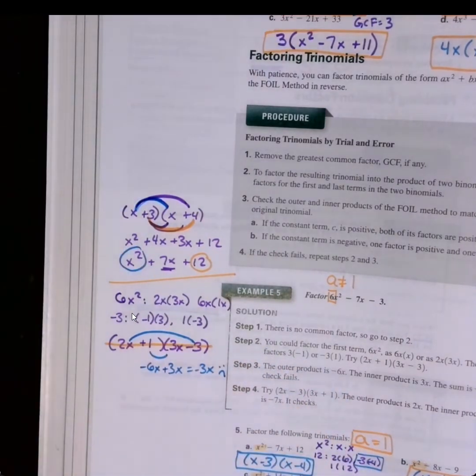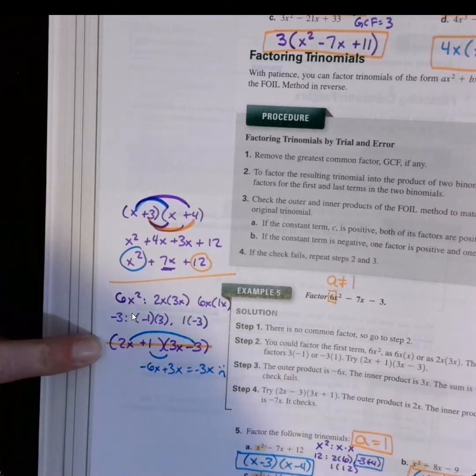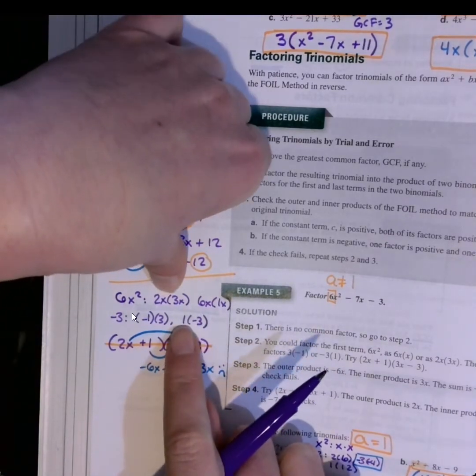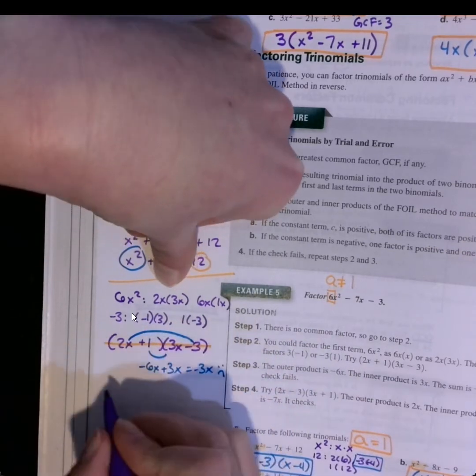I wouldn't cross it off all the way. I want to see what I did. I just crossed off the light color so I could still see what it was, but it didn't work, so I'm going to try something else. So I tried the 2 and the 3 with the 1 and the -3. It didn't work, but I could try it again with the other order.